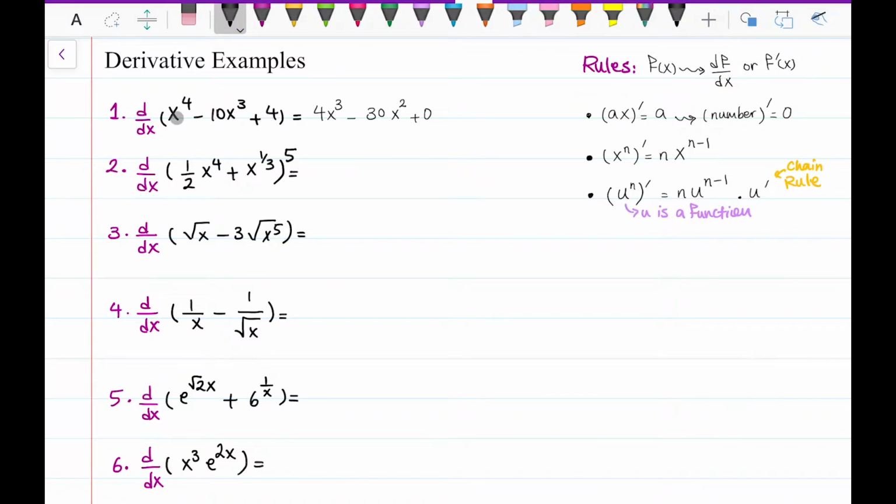So as you see, if we have some functions that are added together or we have a negative sign between them, we can just split the derivatives. Let's go to the next one.